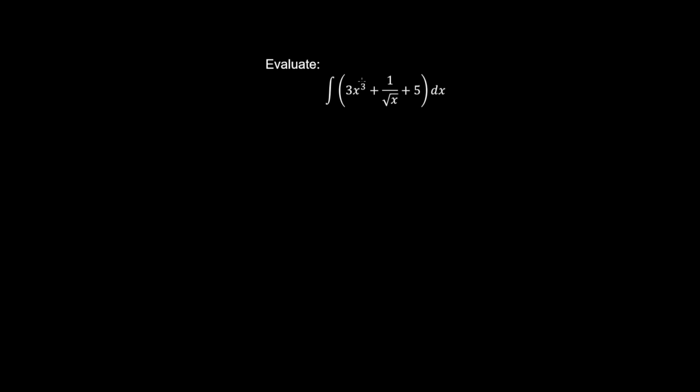Let's evaluate this integral. So it looks like a simple application of the power rule, because this term here is x to the minus a half. So therefore, we get 3 times x to the 4 on 4, plus x to the 1/2 on 1/2, which is 2x to the half, and then plus 5x, and plus the constant of integration.